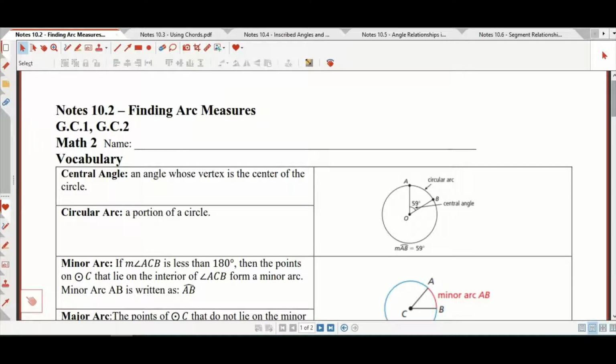Today we're going to be doing our guided notes for section 10.2, finding arc measures. This is Mr. P, and let's go ahead and take a look at it.